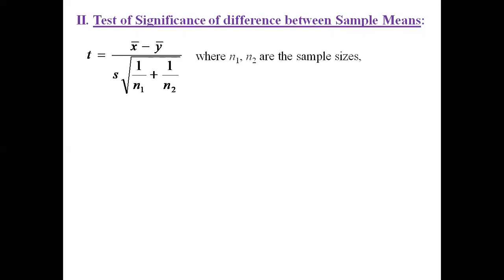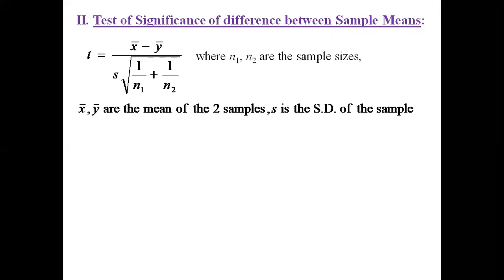Now we will discuss the test of significance of difference between sample means. Suppose we consider two samples, we assume that there is no significant difference between the sample means, and we are going to do problems based on this. t is given by x bar minus y bar divided by S into square root of 1 by n1 plus 1 by n2. So Student's t distribution is given by this formula, where n1 and n2 are the sample sizes, x bar and y bar are the means of the two samples, and S is the standard deviation of the sample.